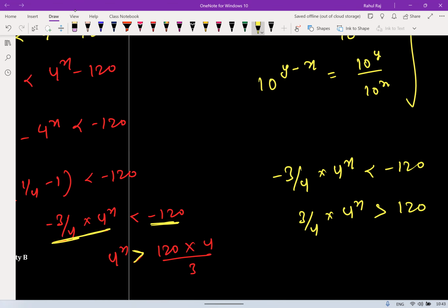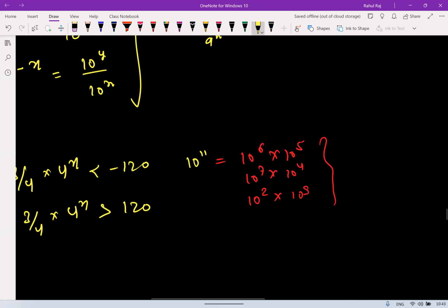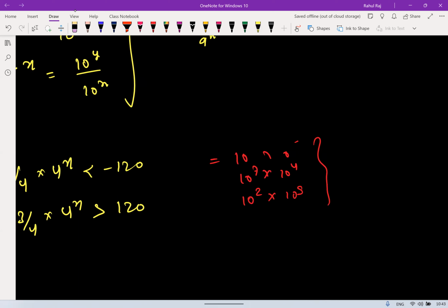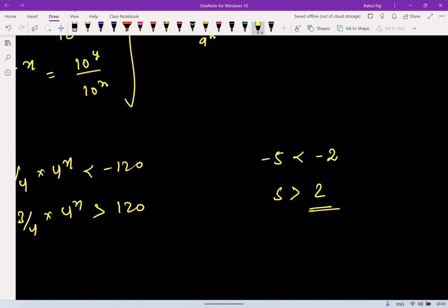So you just multiplied by negative to remove the negative sign. Yes. Imagine, Alexa, if you're a bit confused, take some number for yourself and check it out. Let's say negative 5 is less than negative 2. If I multiply by negative, what happens? 5 is greater than 2. Okay, got it.